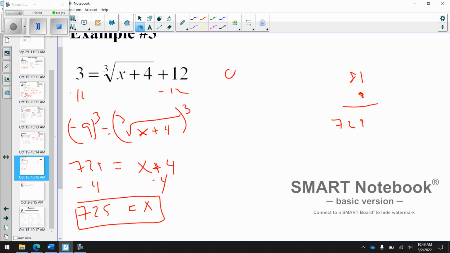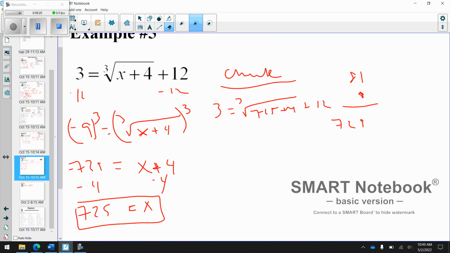So let's check it. But I got to get a better stylus. So 725 plus 4 is 729. Oh, hold on. Negative 729. So I went the wrong way. Hold on one second. I caught that, or it would have showed up in our check.